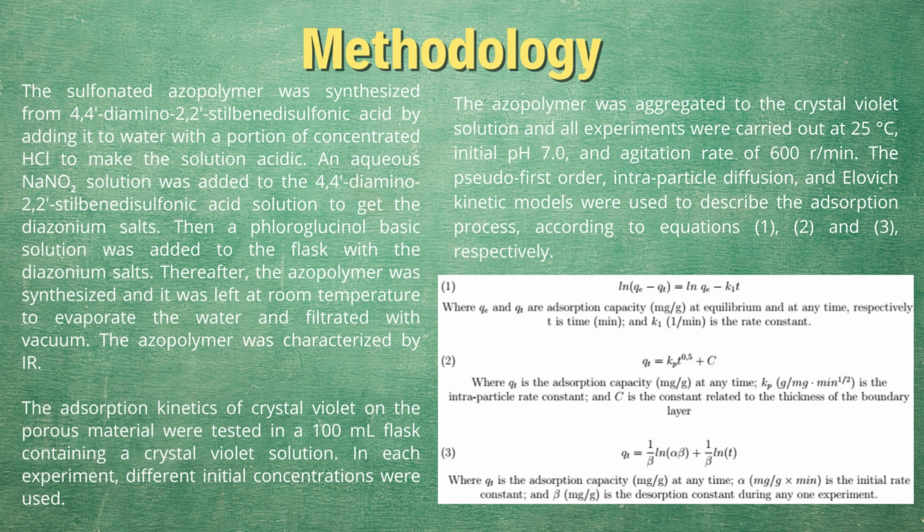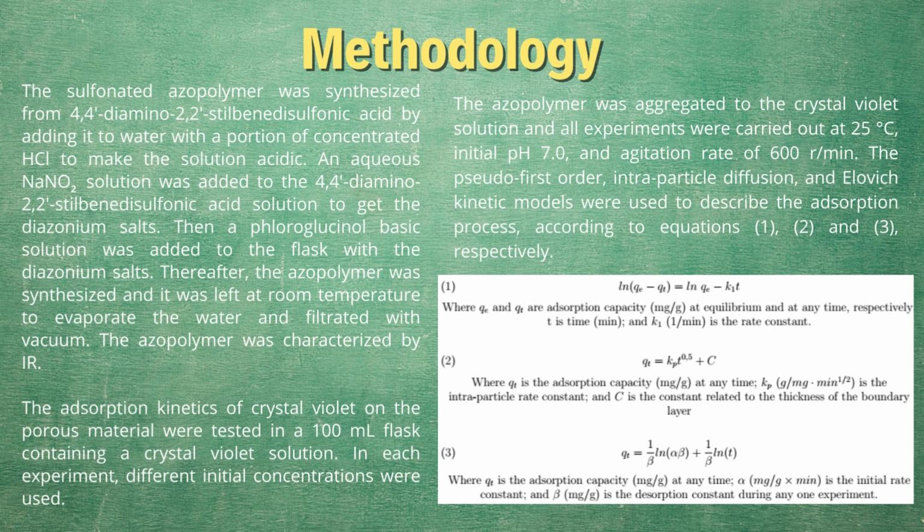The adsorption kinetics of crystal violet on the porous material were tested in a 100 ml flask containing a crystal violet solution. In each experiment, different initial concentrations were used. The azopolymer was added to the crystal violet solution and all experiments were carried out at 25 degrees Celsius, initial pH 7.0, and an agitation rate of 600 revolutions per minute. The pseudo-first order, intraparticle diffusion, and Elovich kinetic models were used to describe the adsorption process, according to equations 1, 2, and 3, respectively.